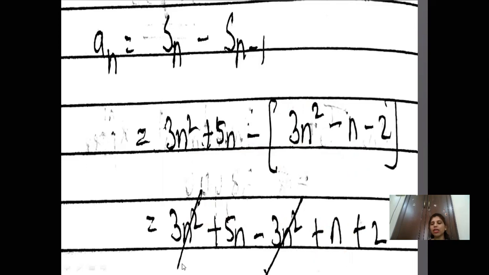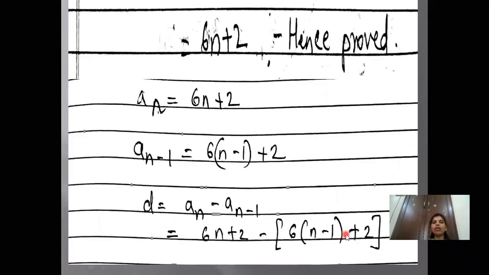3n square and 3n square, as the signs are different, we will cut it. 5n plus n plus 2. So 5n plus n, we get the value as 6n, and 6n plus 2 we have got. So hence proved that an is equal to 6n plus 2. That is what we had to show.